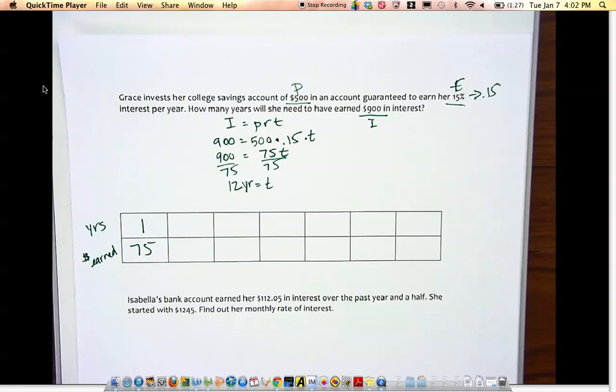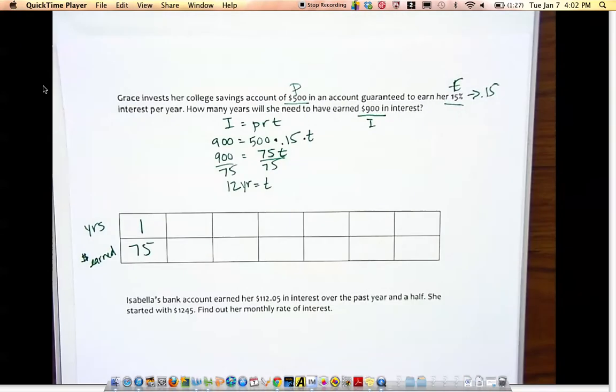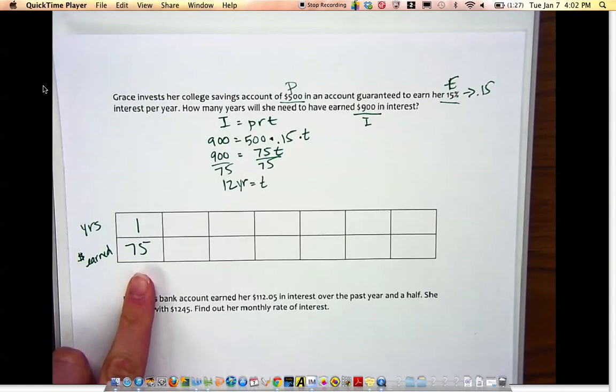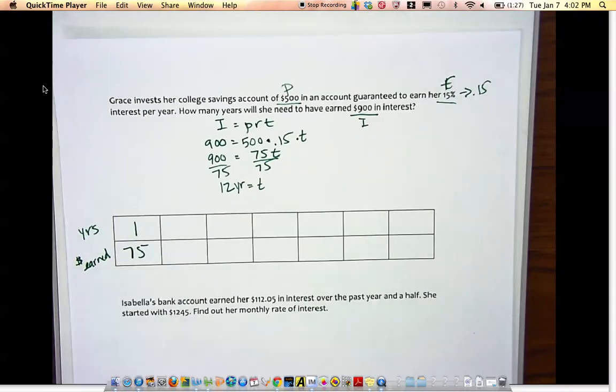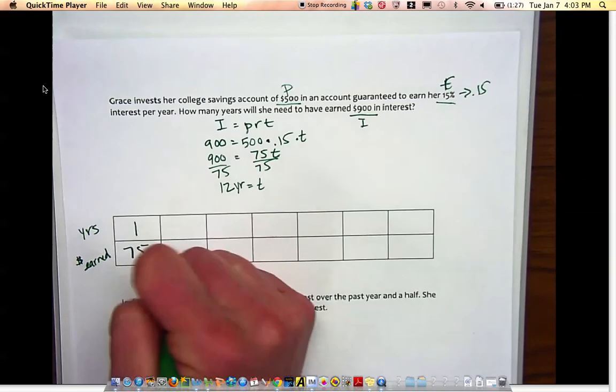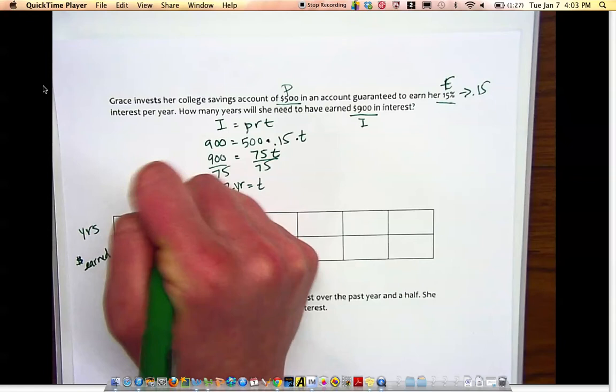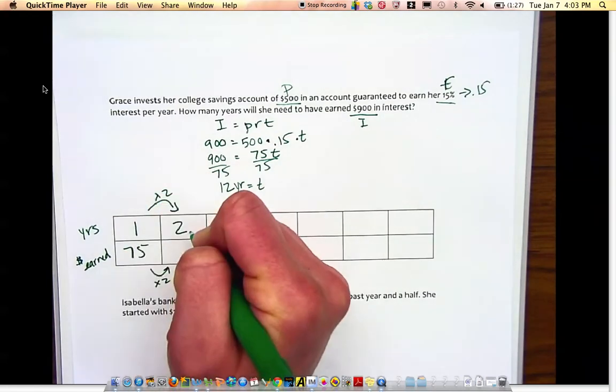So now I can just go ahead and start picking some target numbers. Maybe I'm just estimating. If she needs to get to $900, and this is less than 100, maybe I'm going to need to multiply by 9. Maybe that's a good starting point. Or actually, I think I'm going to multiply by 2. It's always helpful to have a 2. So times 2, times 2. So for 2 years, that's going to be $150.